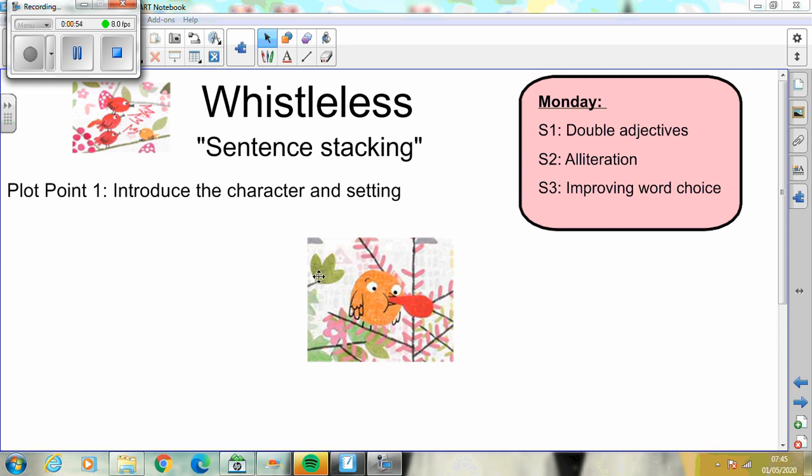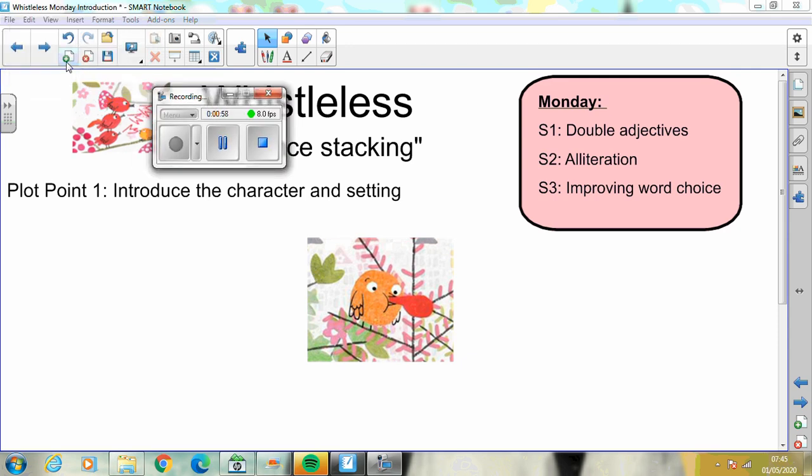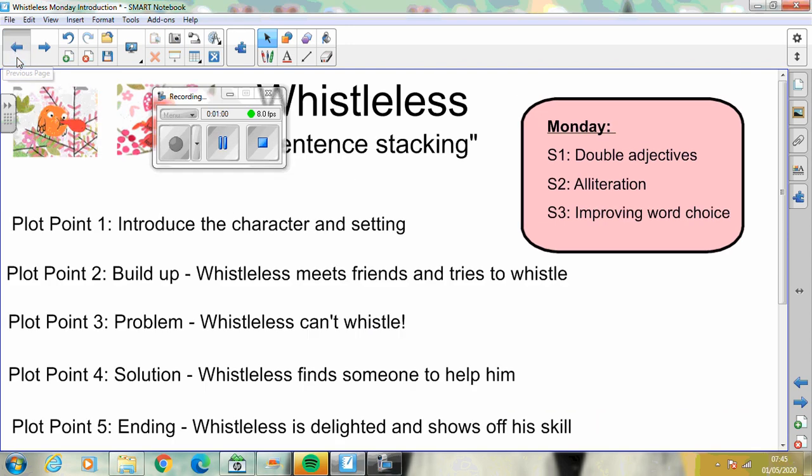I've divided the story up, so I've divided my plan up into a series of plot points. So this is like my story mountain, if you like, and this is what I will use to help me with my story.